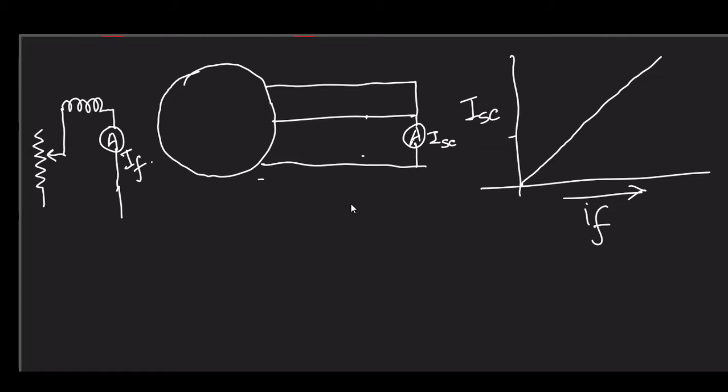Rather, we are interested in observing the variation of ISC, and as soon as ISC reaches 125 to 150% of its full load value, we stop changing IF. Otherwise, if you continue to increase the value of IF beyond that value, your machine will burn out.